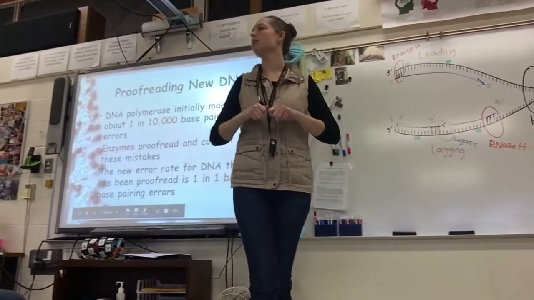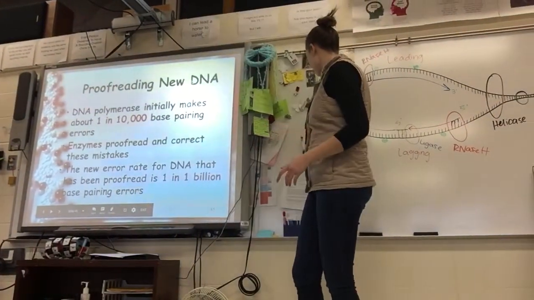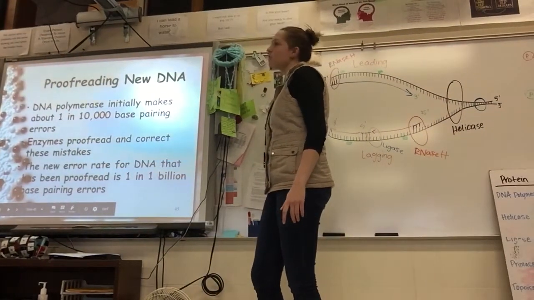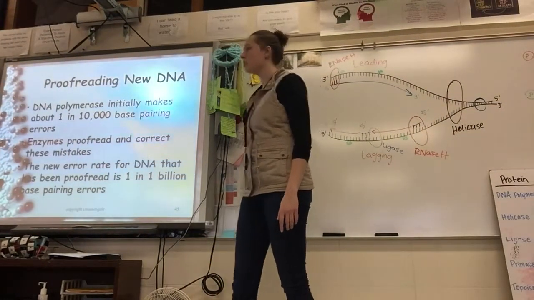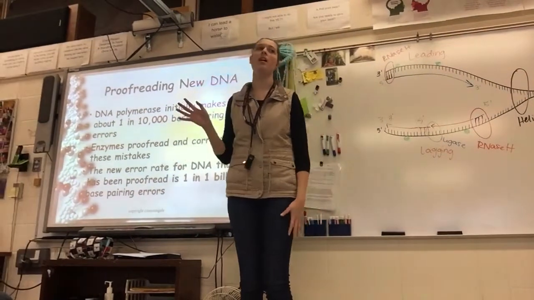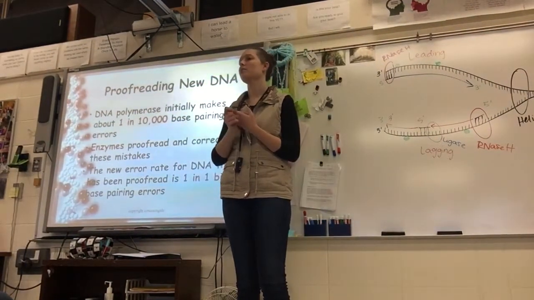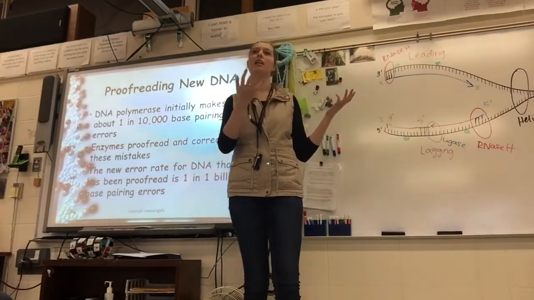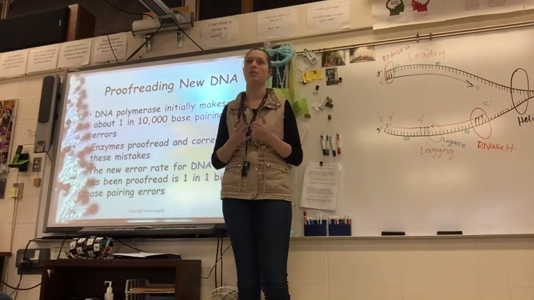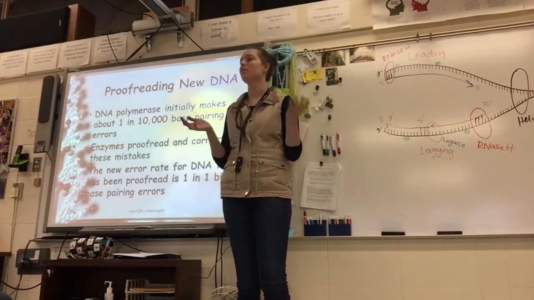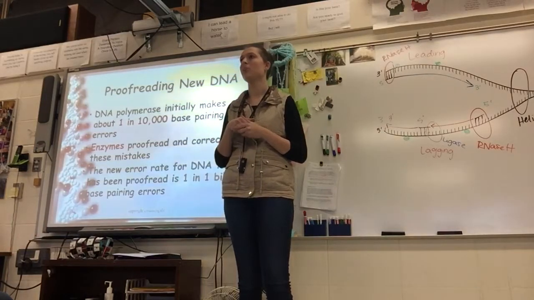So then looking at proofreading. Doing this process of replication is usually pretty smooth, but a lot of errors can happen. Either a nucleotide can come in and it doesn't match up, so an A and a G pair together by accident, or we can miss a nucleotide and it'll just be a blank.